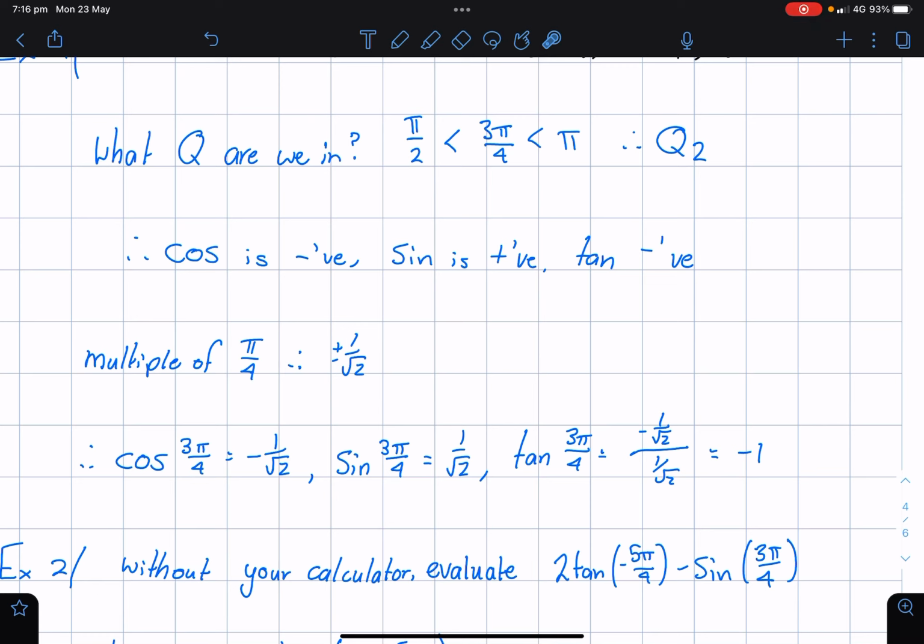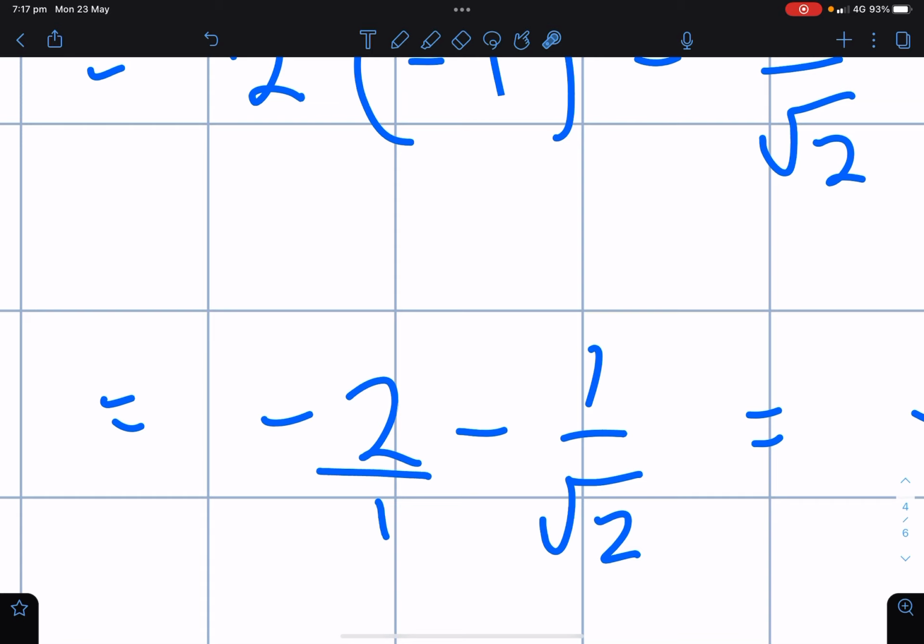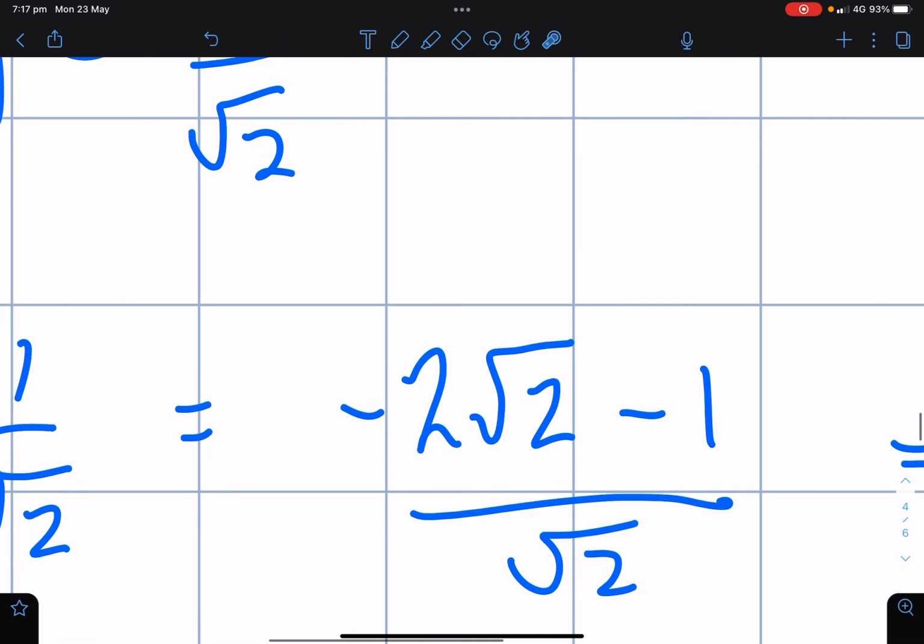So what we can do now is rewrite the equation that we're trying to solve. Then we're going to just substitute our values in. So 2 times negative 1 minus 1 on root 2. So that there is negative 2 take 1 on root 2. Now doing the cross multiplication method where we put that over 1. So negative 2 times by root 2, take away 1 times 1, all over 1 times root 2. So we've got negative 2 root 2 take away 1, divided by the square root of 2.